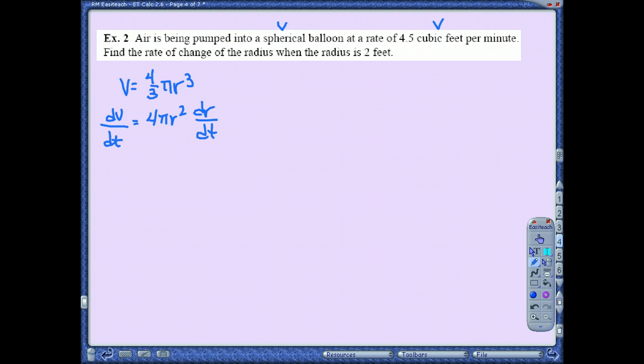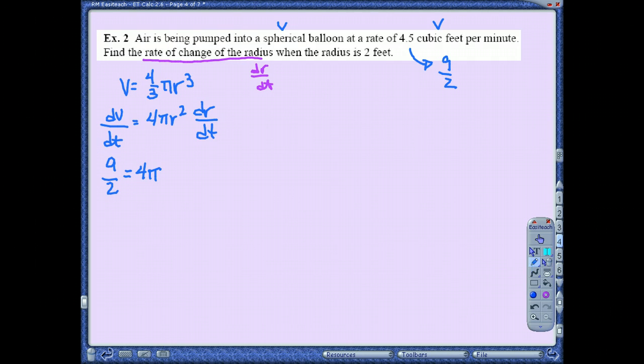They tell us that the volume is changing at a rate of 4.5 cubic feet per minute. Even though 4.5 is perfectly fine, I'd rather keep it as a fraction. It just makes me happier, and you all know how much I love me some fractions. 4 pi, we know that we want to know what's going on with the change of radius. Remember, it says rate of change of radius. That tells us dr dt.